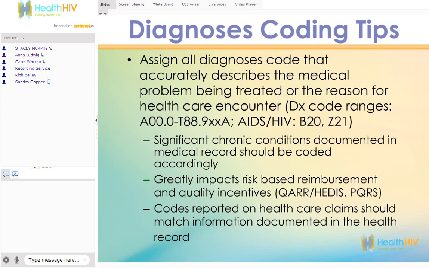Very important that the codes that you report on your health claims match the information that's documented in the medical record, because they'll come out and they'll do a chart audit. And if they do a chart audit on a small sample of the records and they determine that you failed that small sample, the presumption is that you failed across the board. So they will extrapolate and take back money from everybody in your practice that has the same diagnoses based on the sample that they've audited. So you have to make sure your coding is accurate and your documentation is accurate.